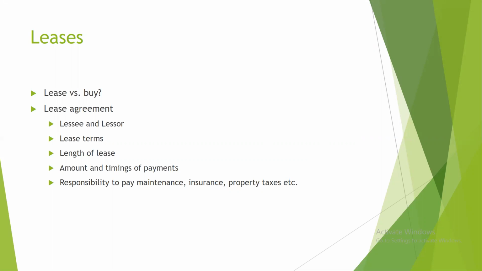The two parties, the lessee and the lessor, are going to get together and create a lease agreement. So the lease agreement should state who the two parties are. It should state the lease term, so the length of the lease. Is the lease a 5-year, 10-year, 15-year? It's also going to discuss any renewal periods. So if a lease is 5 years, but you can renew it for another couple of years, that will also be under the lease terms. It's also going to discuss the amount and timings of the payments.